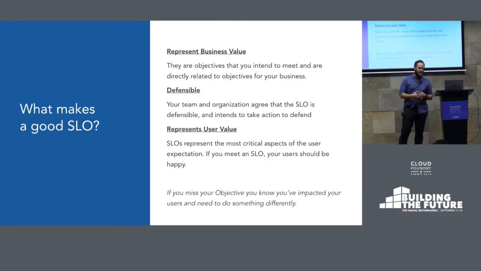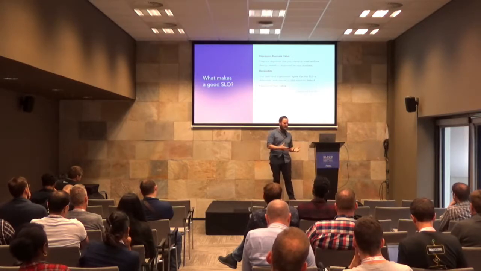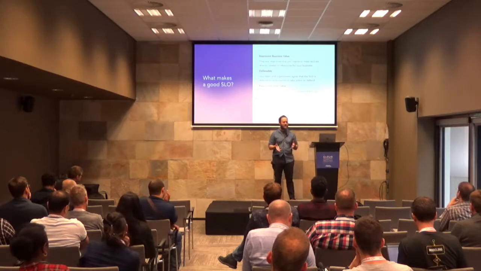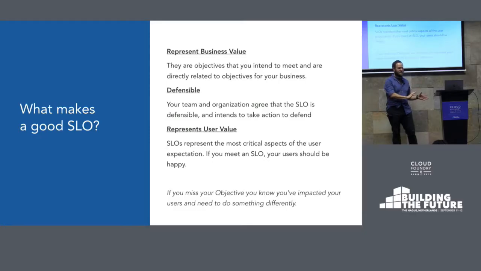And then finally, the other side of it is, once again, the SLO should represent user value. It should be something that makes the user experience of your platform, your app, whatever, something that's actually valuable to them. So kind of the way that this frames it here, if you meet an SLO, your users should be happy. So that should be kind of the underlying goal. You find the SLIs that you can measure, and you set SLOs in order to meet that sort of happiness threshold for users.